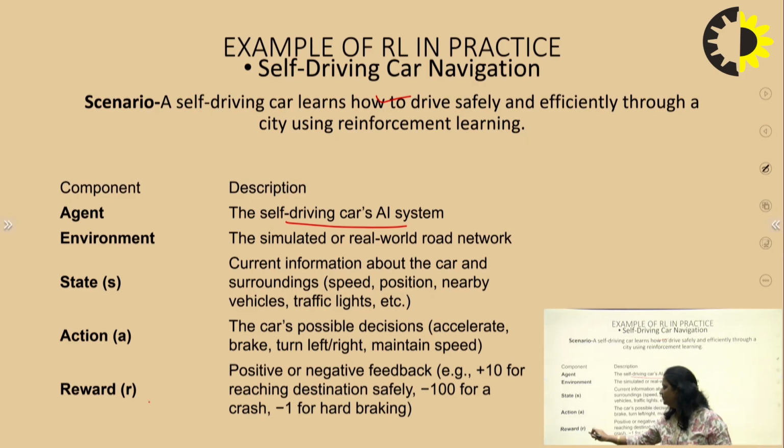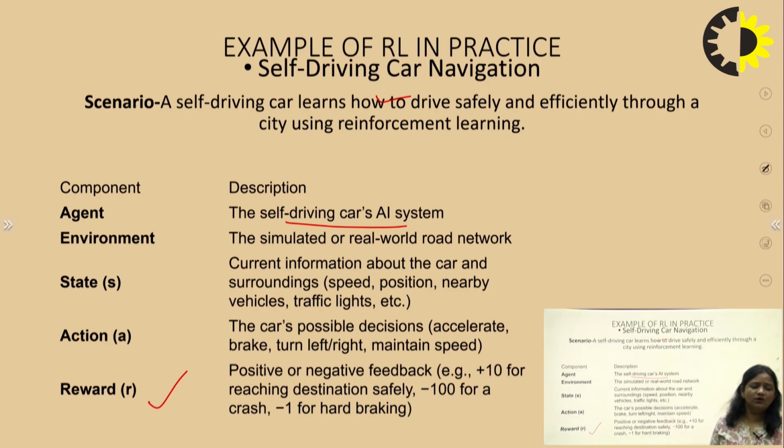Now the rewards. Rewards can be positive feedback or negative feedback. For each good or right direction the car moves, it will get positive feedback. If there is a crash or a hard braking, then it will get a negative reward, as we can show in the form of -1.